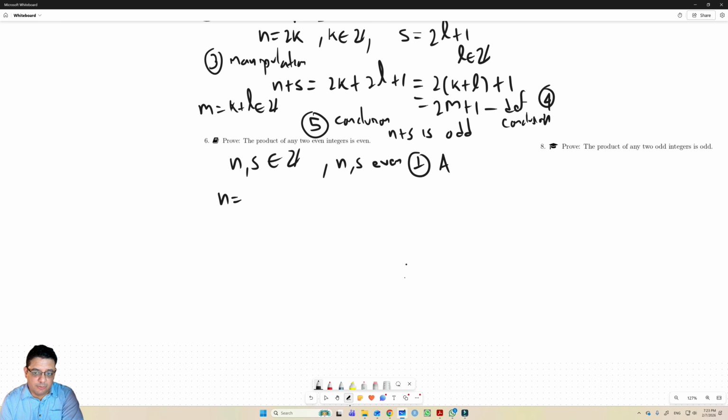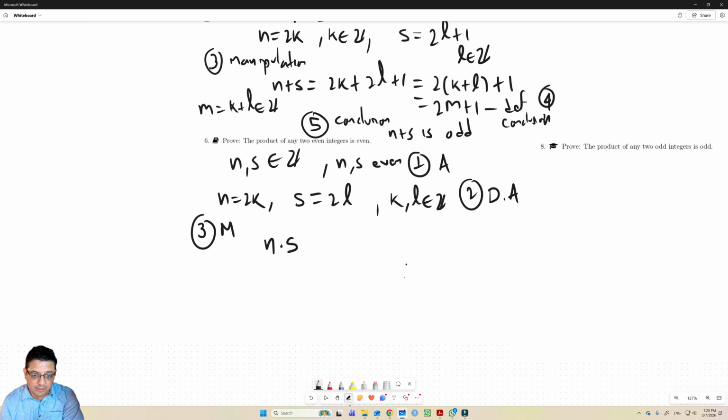And so n equals 2k and s equals 2l, where k and l are integers. This will be my step 2, which is the definition of the assumptions. Now, step number 3 is the manipulation step, and I'm going to do n times s. So n times s is going to be 2k times 2l. If I multiply this, I'm just going to get 4kl, but I can see this as twice 2kl.